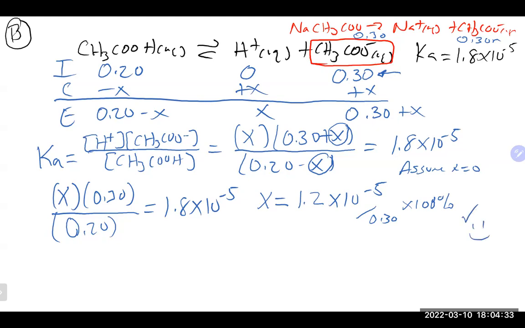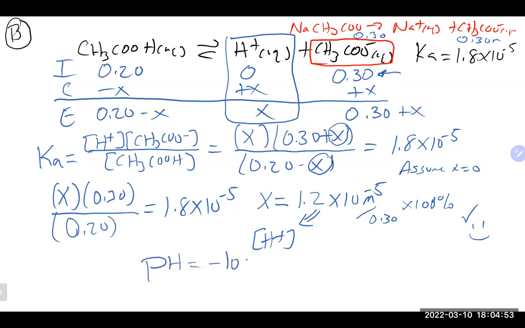That again, in terms of the pH, that's important, is going to be our H plus concentration. So just like before, that should be our H plus concentration. And that means that we should be pretty much good to go in terms of going into our pH. So our pH would be minus the log of 1.2 times 10 to the minus 5. And we end up here with a 4.92 pH.